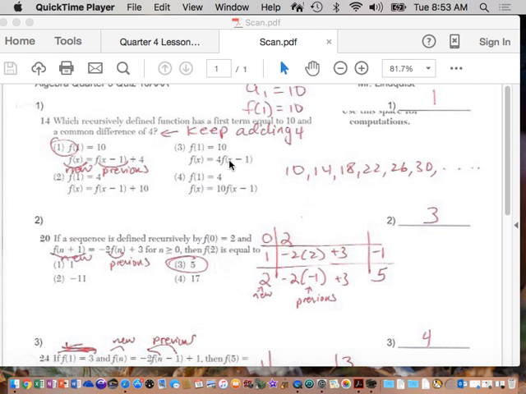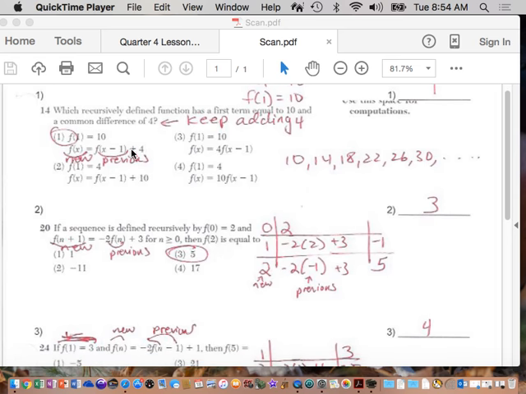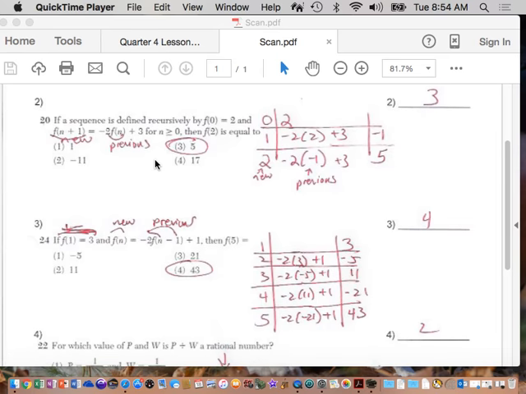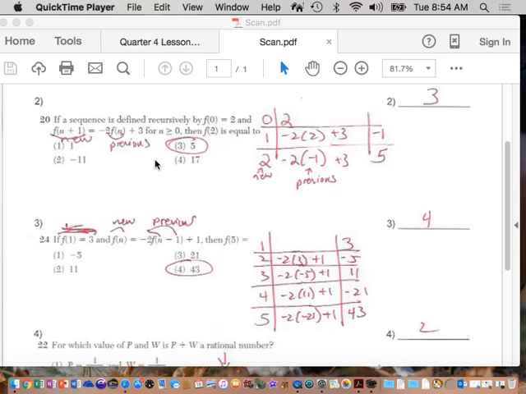Let's try to follow the other rule and see if it makes sense. It says to multiply by 4. If I do 4 times 10, would I get 14? No. So therefore, choice 3 cannot possibly be for question number 1, okay? On the other hand, when this says to add 4 to go from term to term to term, clearly that's a common difference of 4. Any questions? Okay.